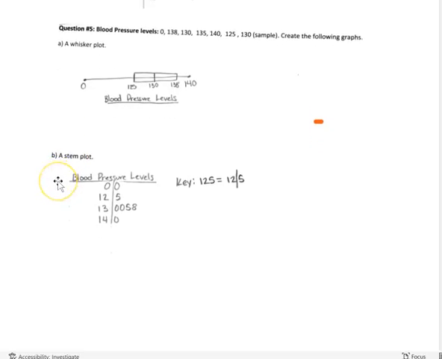Next graph, it's going to be the stem plot. Now on the stem plot, we're looking at putting these intervals in tens. So here you see the 130 and all the values around the 130s and then the 140s. And then the most important part for a stem plot is don't forget the key.